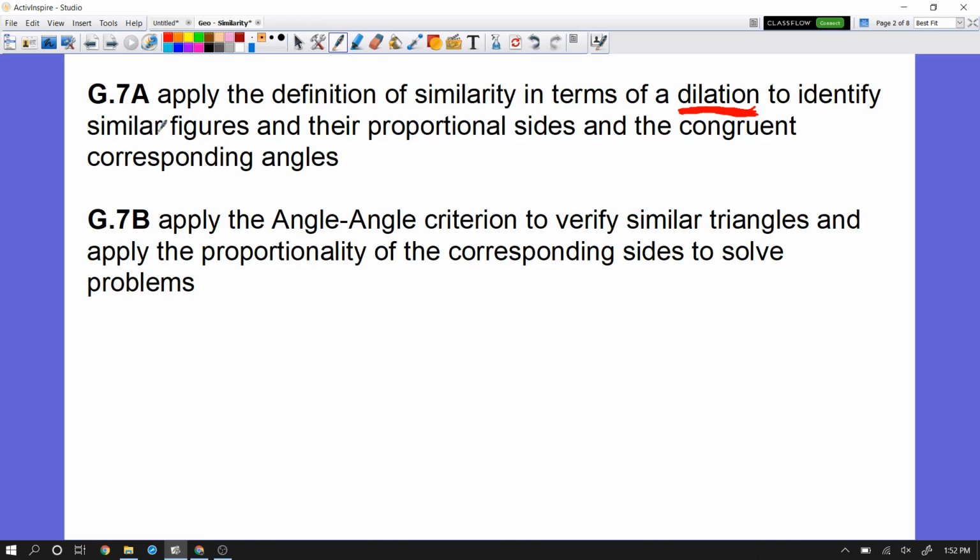To identify similar figures, the word similar is going to be that symbol. Congruent is going to be that.